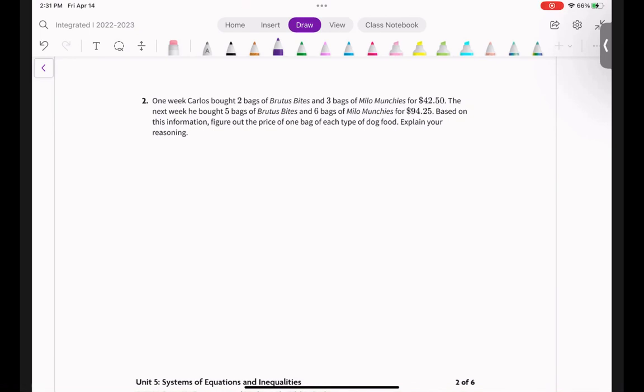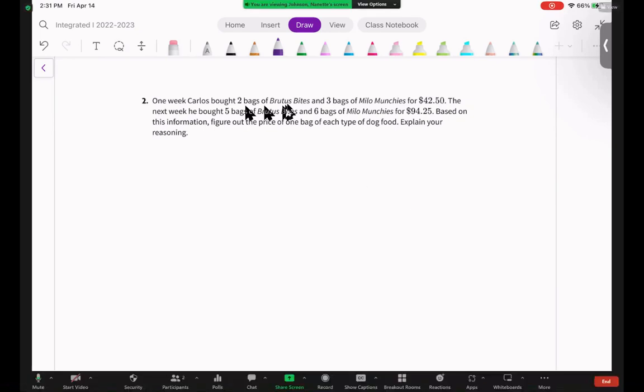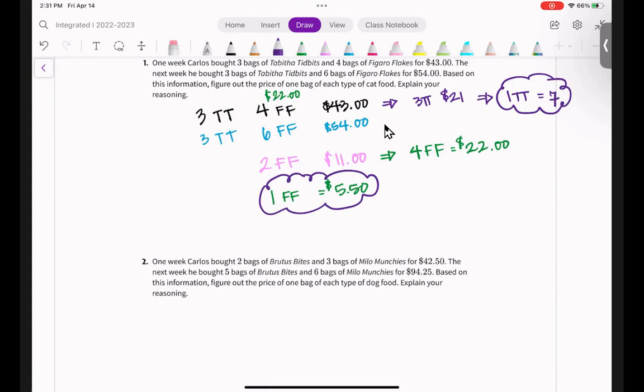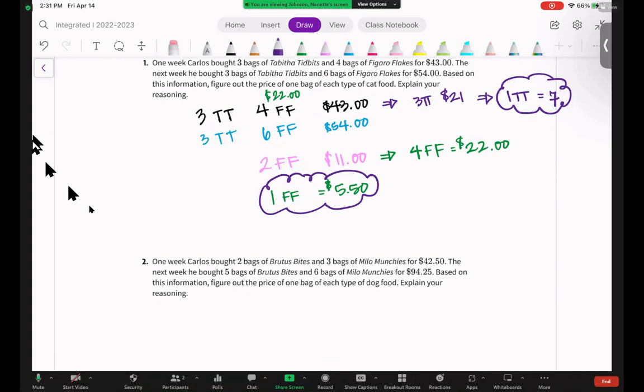Explain your reasoning. So here's what I want you to do. I want you to kind of write out very similar to what I did up here, and I kind of want you to figure out your own way of figuring this out. What do you notice? They kind of have all the information right here almost lined up. So what do you notice here? I notice a couple of things. So if you can notice something and then figure out how much the Brutus Bites or the Milo Munchies are, then you're pretty much done.